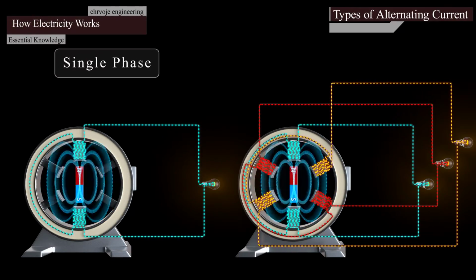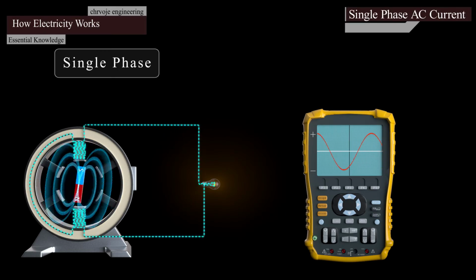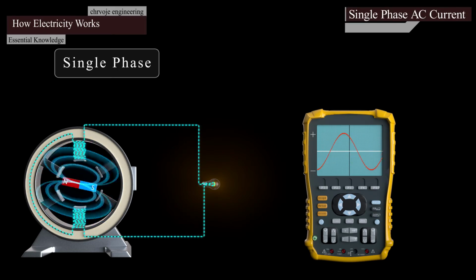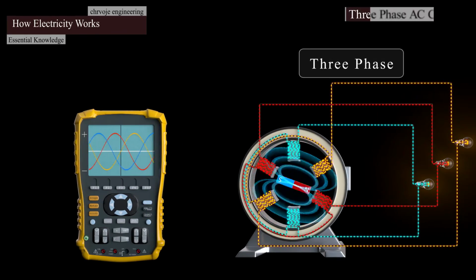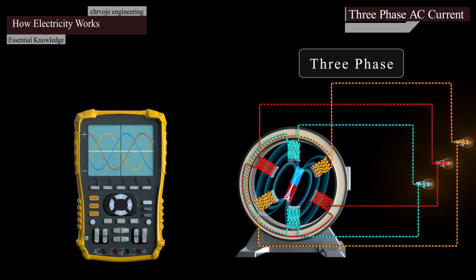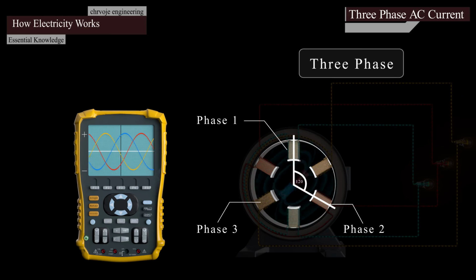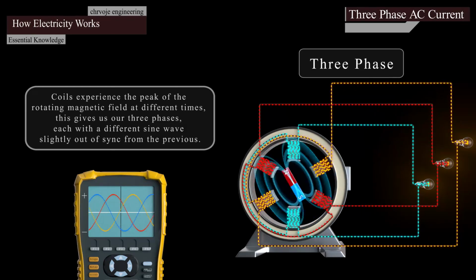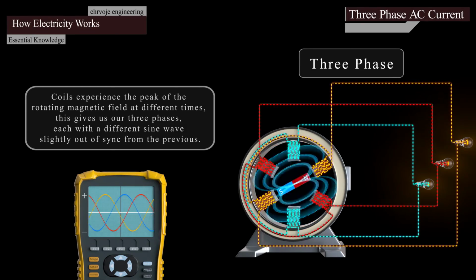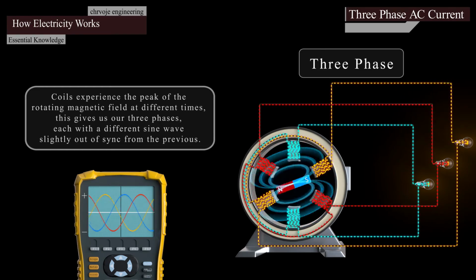We also have single-phase and three-phase electricity. With single-phase, we have a connection to just a single phase of the generator. So we have, therefore, just one sine wave. With three-phase electricity, we have a connection to all three phases of the generator. The phases are coils of wire, which are inserted into the generator, 120 degrees apart from the previous. This means that the coils experience the peak of the rotating magnetic field at different times. This gives us our three phases, each with a different sine wave slightly out of sync from the previous.